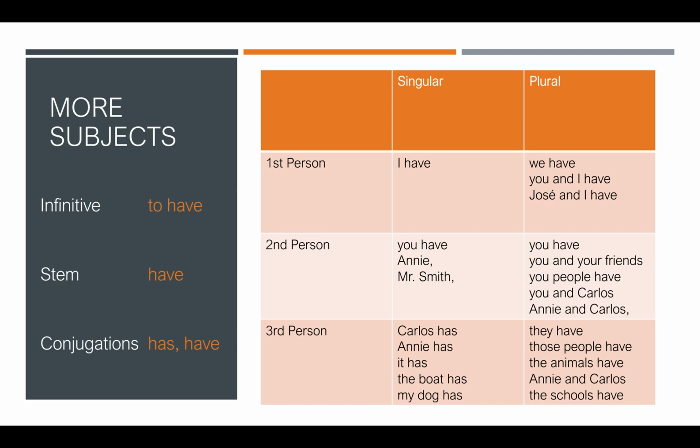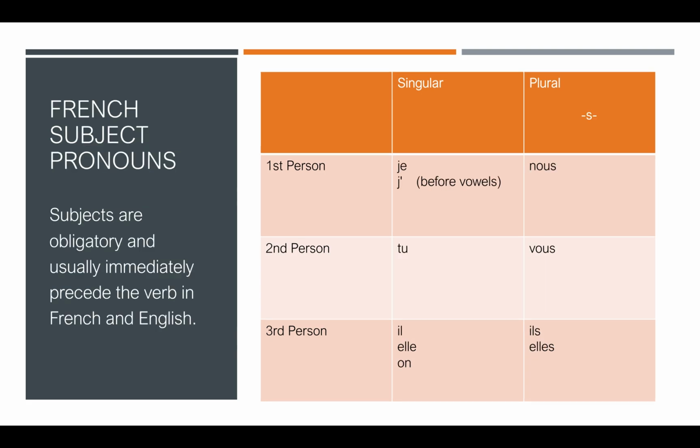If a person's name has a comma after it, as we see here in the second person, Annie, Mr. Smith, you're speaking to that person, addressing that person. That's the second person, you form of the verb. And then in the third person, Carlos has, he has, she has, the boat has, my dog has, and there are plurals of that as well. Those people have, the animals have, Annie and Carlos have, third person plural.